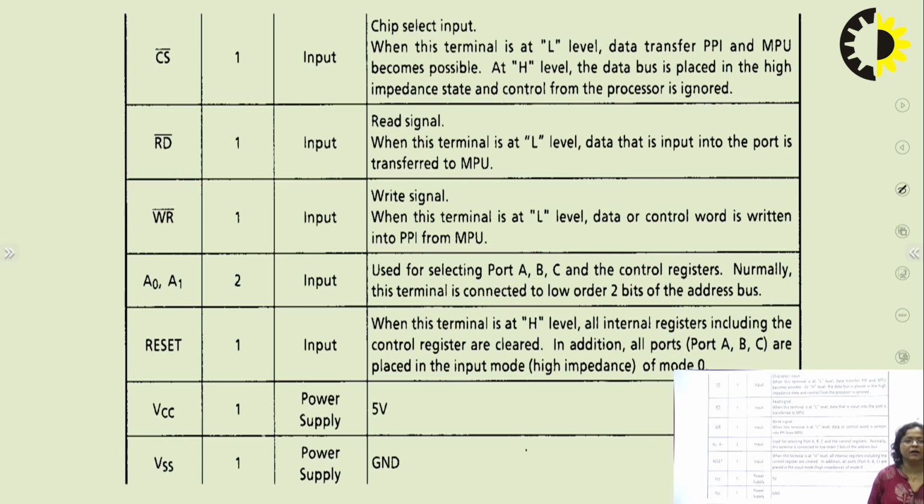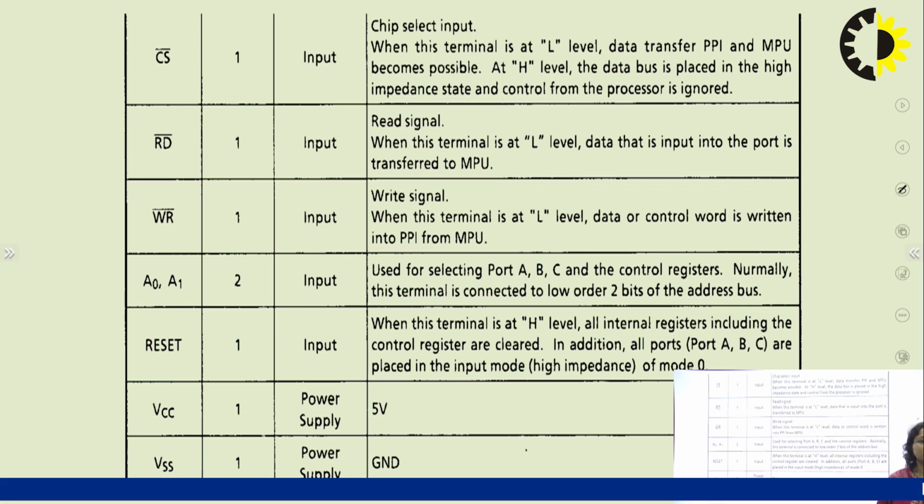Read bar and write bar are also active low pins. Read bar is used for read operation and write bar is used for write operation. A0 and A1 are used to select. These are the lower order 2 bits of the address bus of the microprocessor and are used to select port A, B, C and control register respectively. Reset is used to reset all internal registers including the control register.